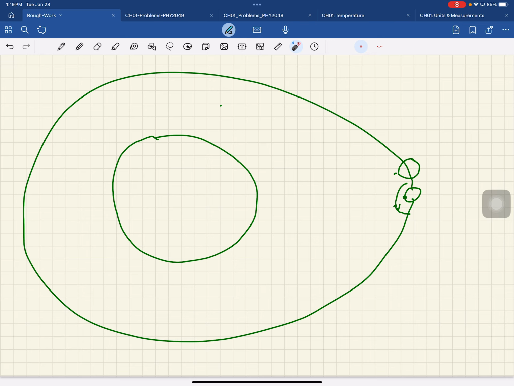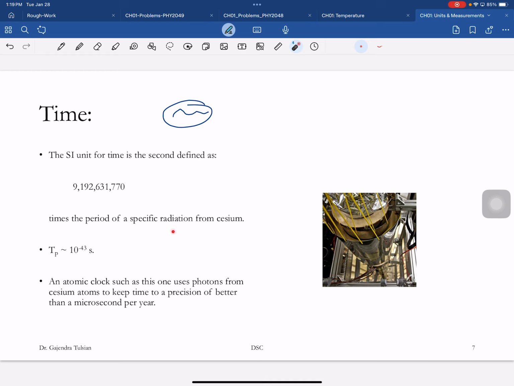He understands this language. This language is universal. The cesium atom behaves the same way here as in the other galaxy, as in every galaxy. Okay. You can make this measurement here, and he can make that exact same measurement. He understands what your second is.